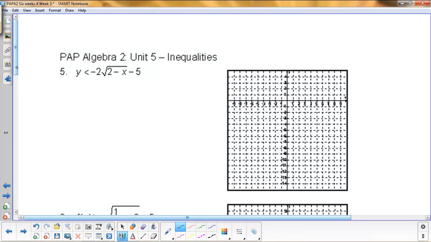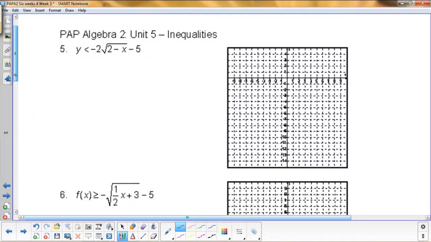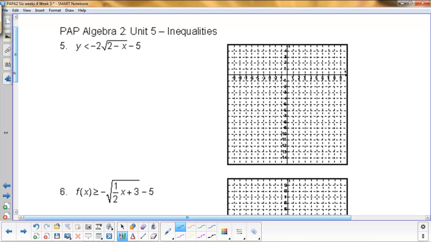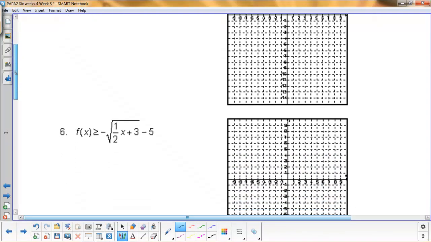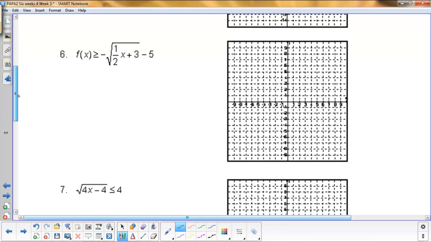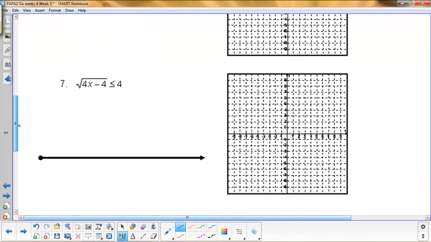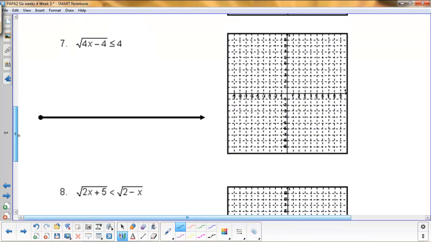Please complete questions number 5 and questions number 6 on your own. Note that they do include transformations that include stretches and compressions, so please be mindful of that and graph your critical values appropriately. We will go ahead and skip now down to questions number 7 and question number 8.